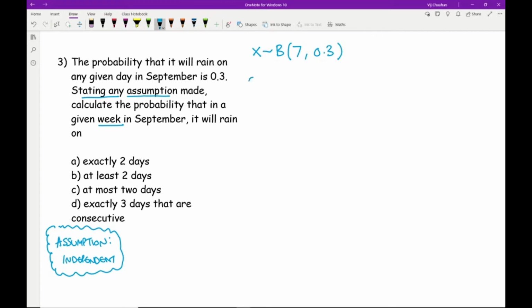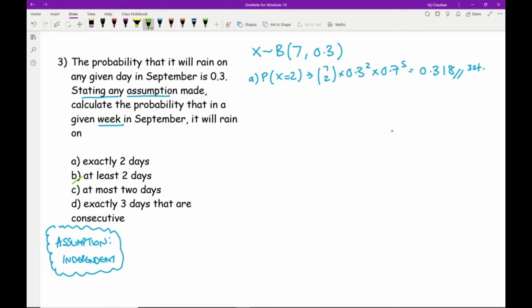So for A, we need the probability that x equals 2. I'm going to save a bit of space on this one. So I've got 7 choose 2 times 0.3 to the power of 2 times 0.7 to the power of 5. If I type that into my calculator, I get an answer of 0.318 to 3 significant figures. Done.